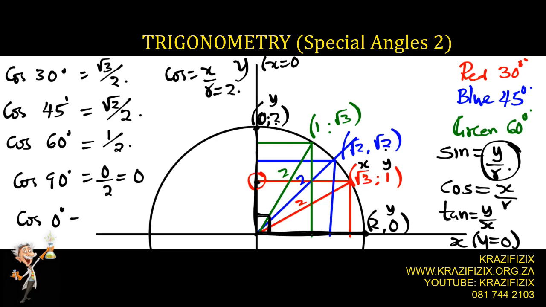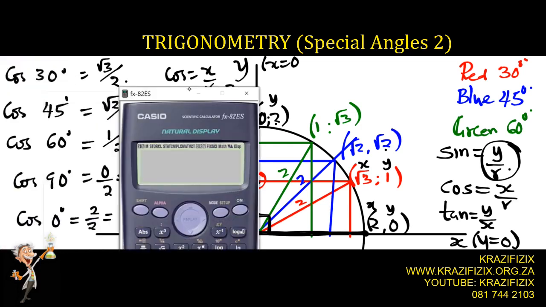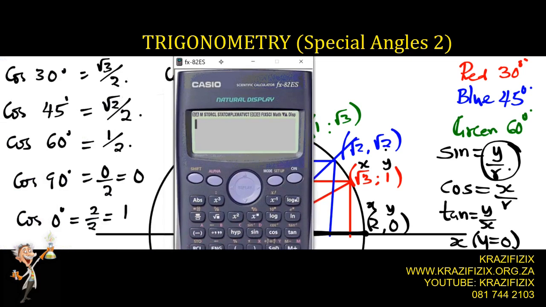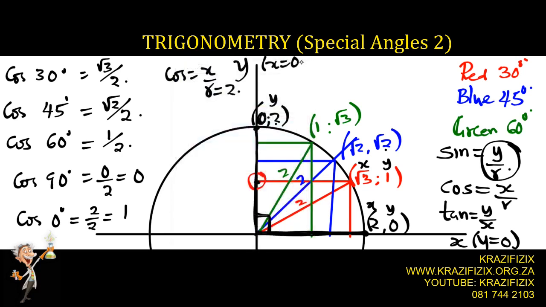And that should give me 0. What about cos 0? Remember, cos 0 is back on the x-axis there, and I have 2 there. So I have 2 over my radius, which is 2. 2 over 2 should be equal to 1. Can we check again quickly? Going straight for cos 90 degrees, that gives me a 0, which is correct. And cos 0 gives me a 1, which is also correct. So cos is x over r.